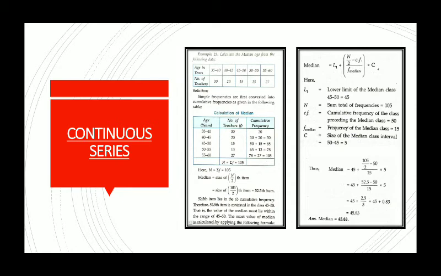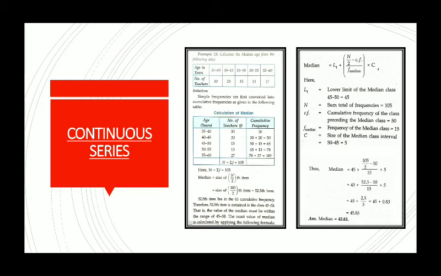Cumulative frequency is the very first thing: 30, 30 plus 20, 20 plus 15. In that way, you will keep on adding and get the total value. Now here, the number of observations is 105. But in the case of a cumulative series or continuous series, whether the number of observations is odd or even, it doesn't matter. Why? Because we always do n by 2. N by 2 means half of the total observations.